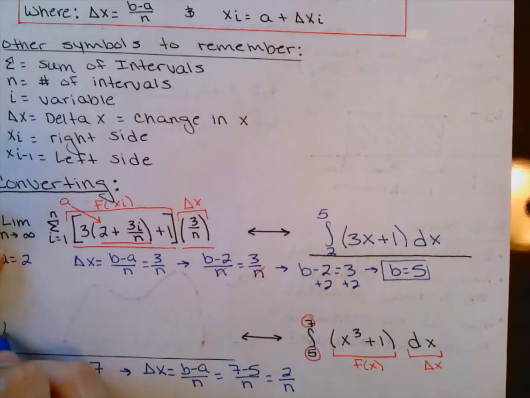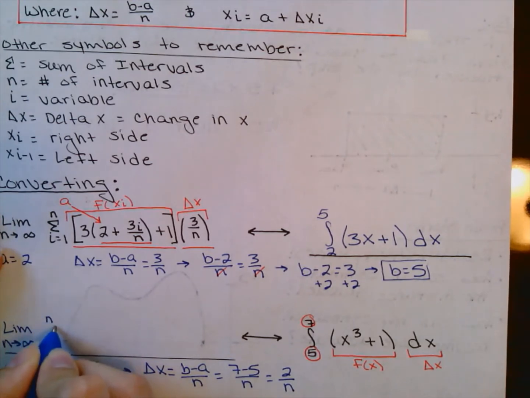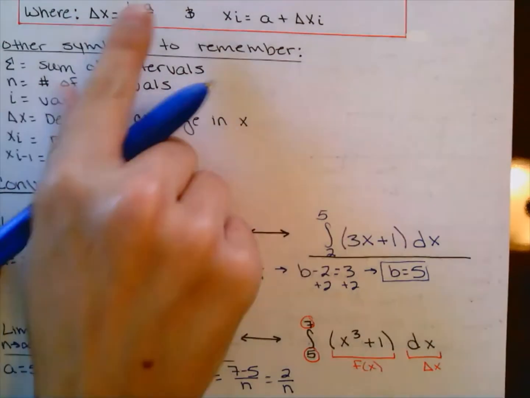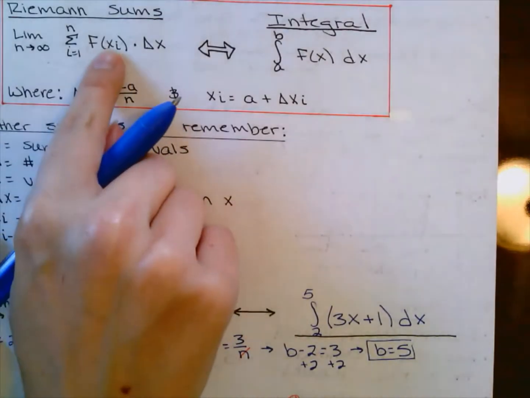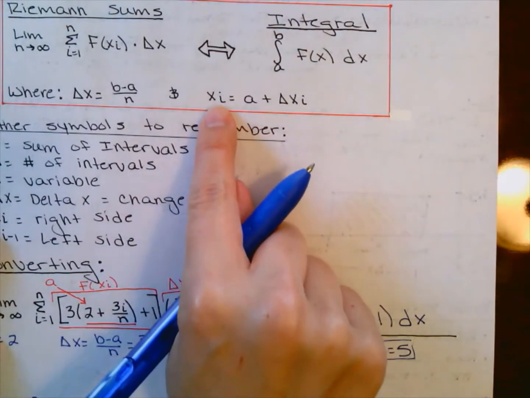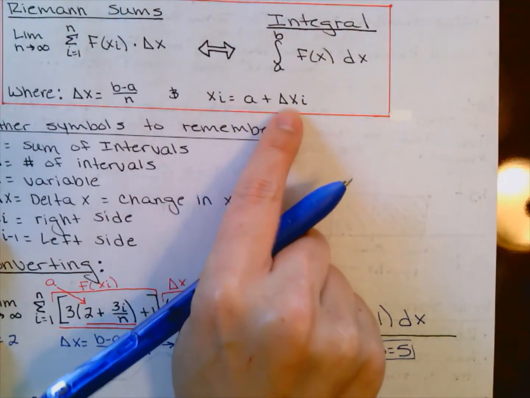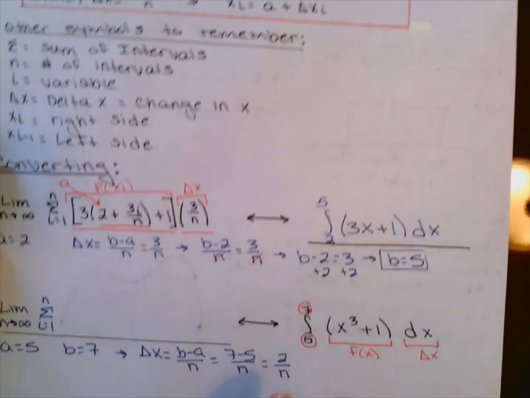So the limit as n approaches infinity, the sum from 1 to n. And now my function, I need to plug in an x sub i. X sub i is a plus delta x sub i.